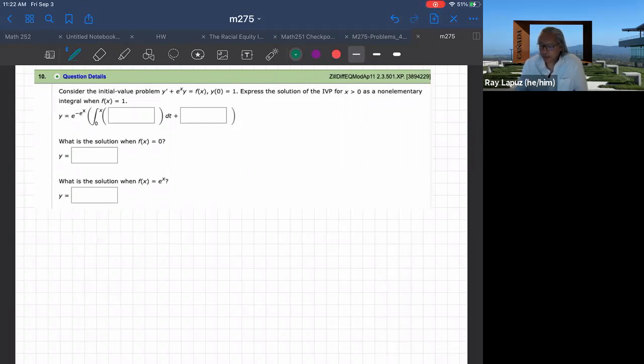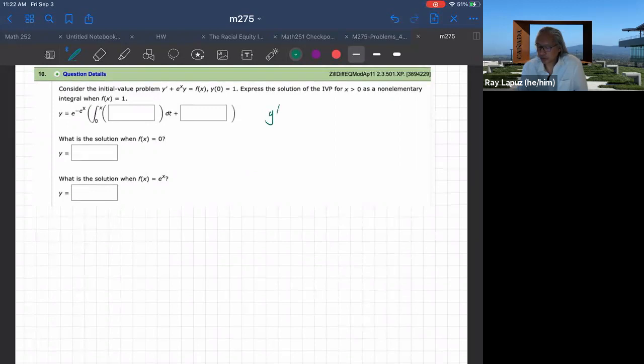All right, let's begin by writing down our differential equation when f of x is equal to 1. So let's put a 1 in for f of x, and we see that this is a first order linear differential equation. Then we will find the integrating factor. The integrating factor is going to be e to the integral of p of x, and p of x is just e to the x. And so the integral of e to the x is e to the x, so this is e to the e to the x, and that is your integrating factor.